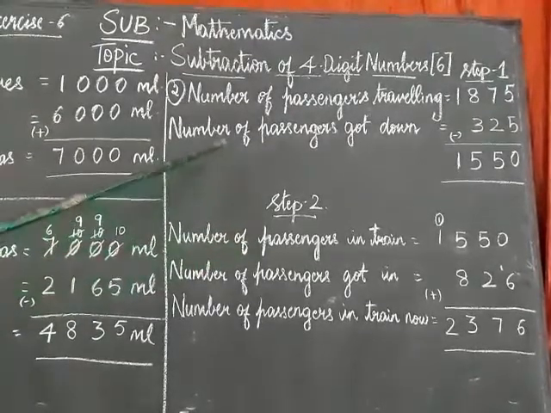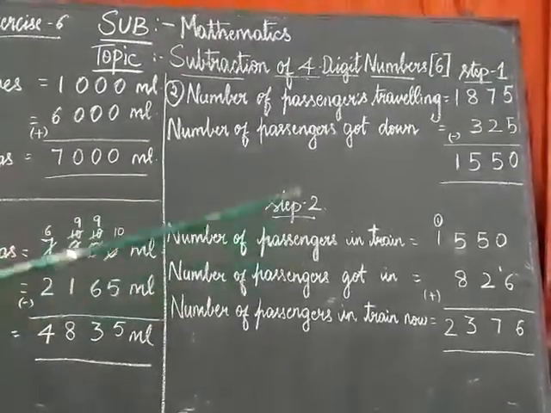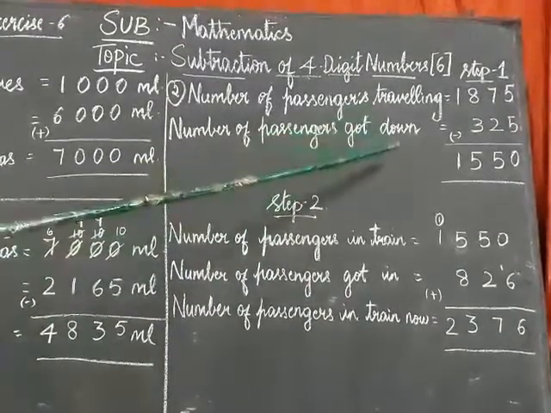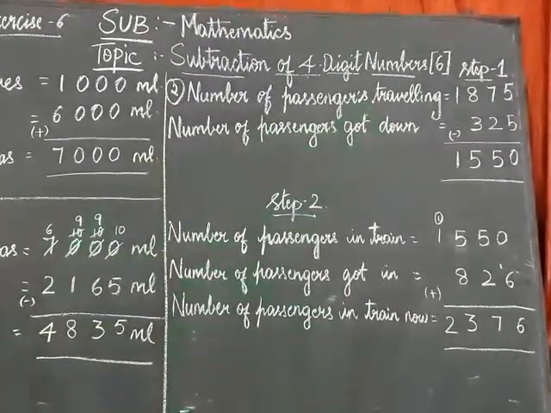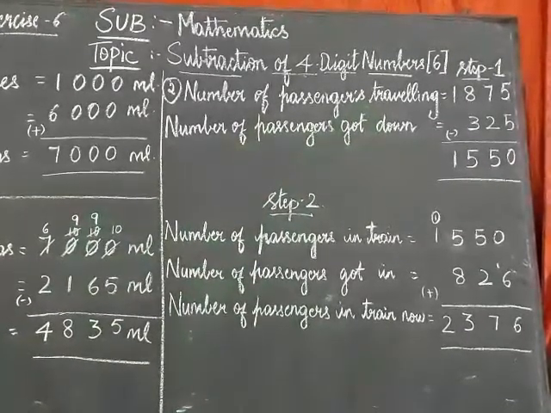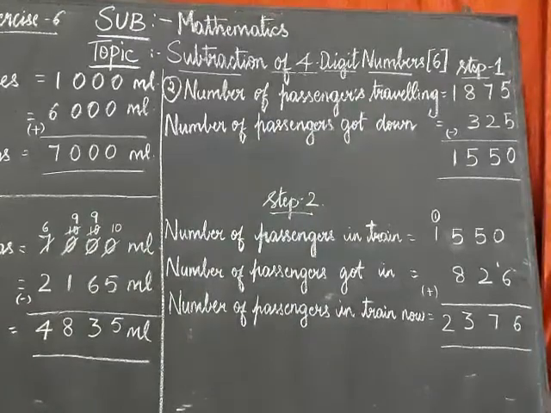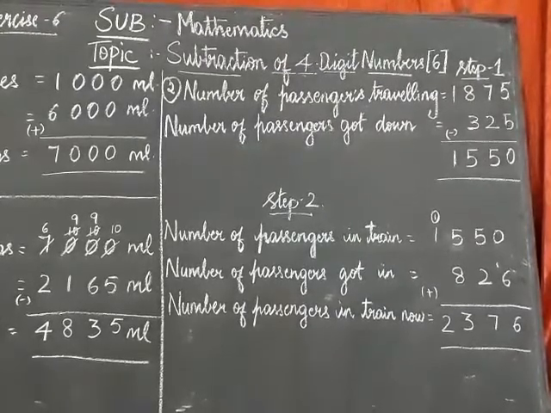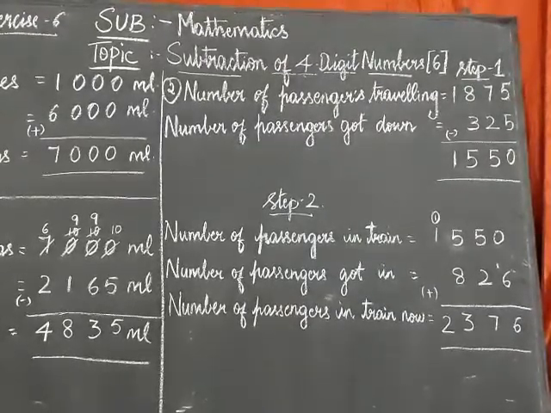They are getting down, that is 325. If I find the difference, I will get 1550. What is that 1550? After the passengers got down, so many members are there in the train now. How many members are there? 1550, after doing the first step.